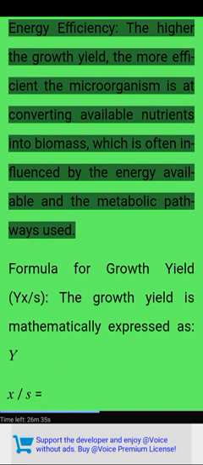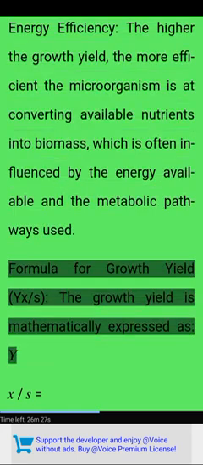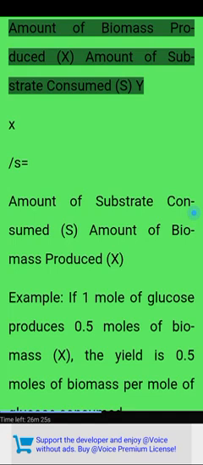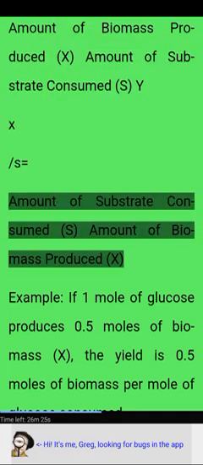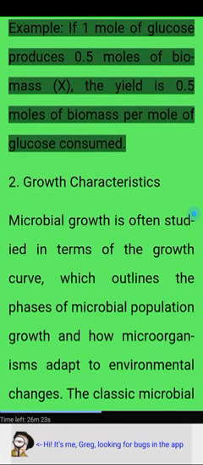Energy efficiency. The higher the growth yield, the more efficient the microorganism is at converting available nutrients into biomass, which is often influenced by the energy available in the metabolic pathways used. Formula for growth yield, Y_XS. The growth yield is mathematically expressed as Y_XS equals amount of biomass produced X over amount of substrate consumed S. Y_XS equals the amount of biomass produced X divided by the amount of substrate consumed S. Example: if 1 mole of glucose produces 0.5 moles of biomass X, the yield is 0.5 moles of biomass per mole of glucose consumed.